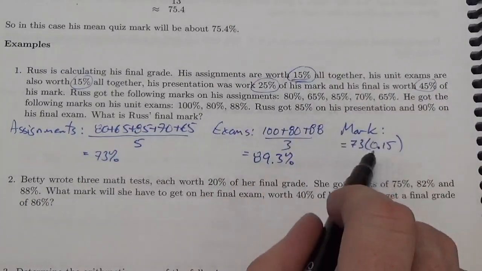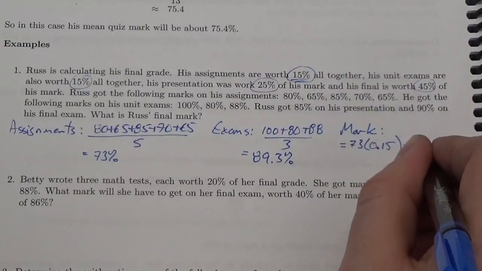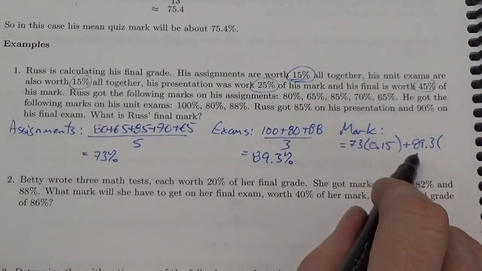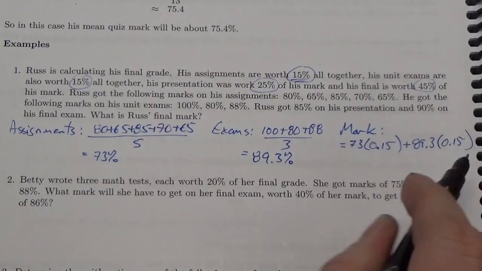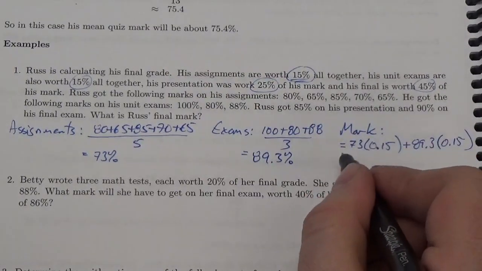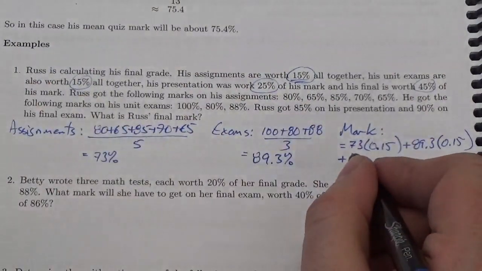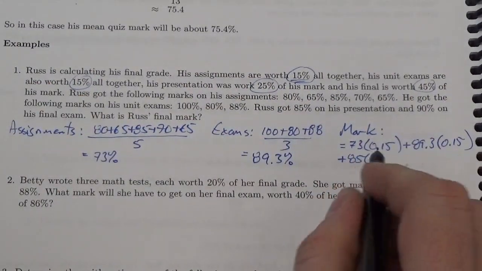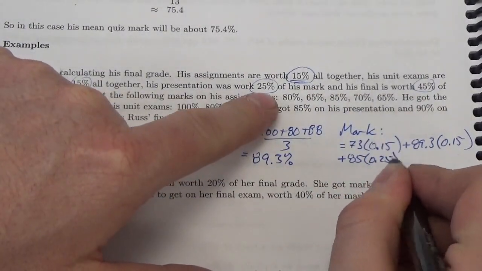I'm going to convert 15% to 0.15, and then I'm going to add that to, well, here we got this 89.3. This is also only worth 15%, so I'm going to convert that 15% to a decimal. I'm going to do the division right there, plus, and then he's got 85% on his presentation. So there's 85%, but the presentation is worth 0.25.